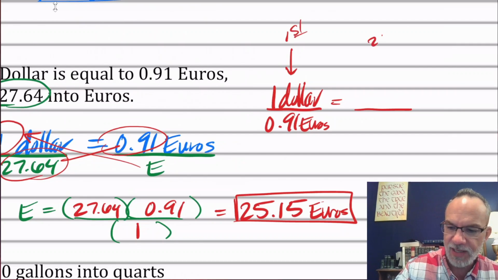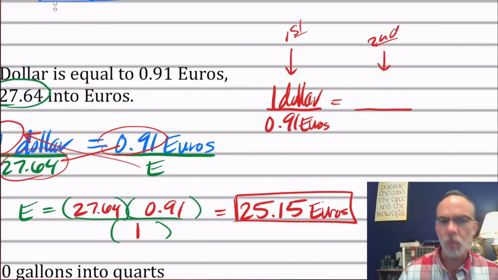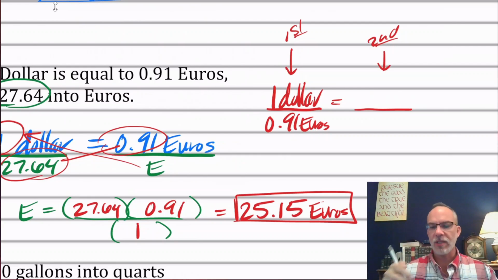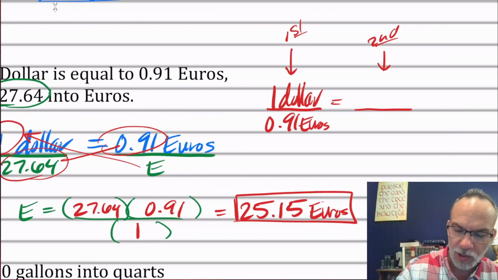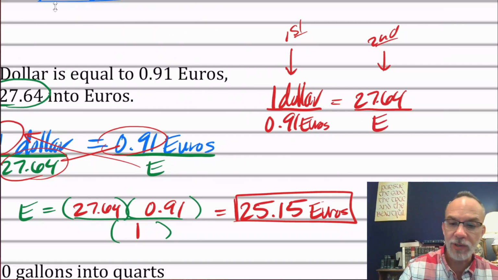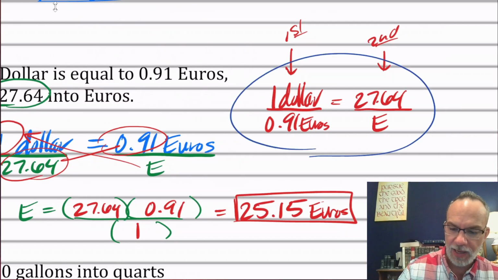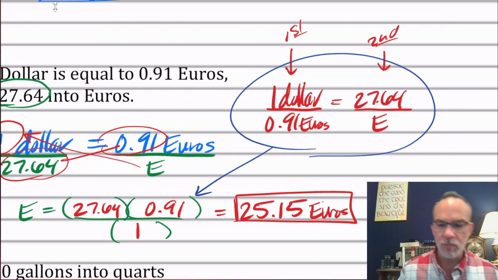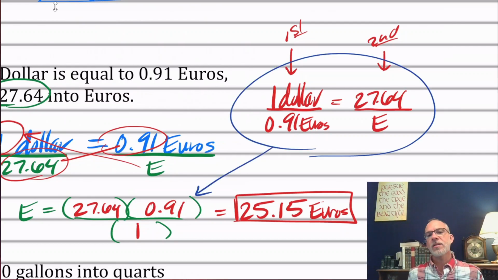Okay, and then the second situation is this fraction. So where I was organizing it sideways, they were organizing it down. So what goes in the next one? Dollars. 27.64, and then the E would go down here in the bottom. This will get you the same algebraic arrangement if you do it that way. But you've got to be consistent. You can't switch things around in the wrong spot.